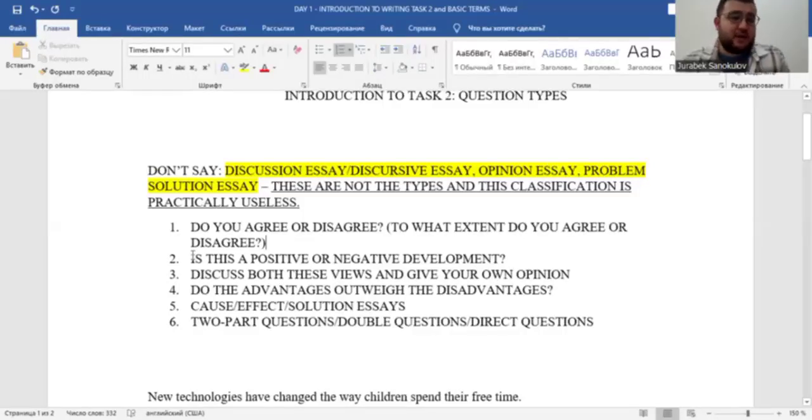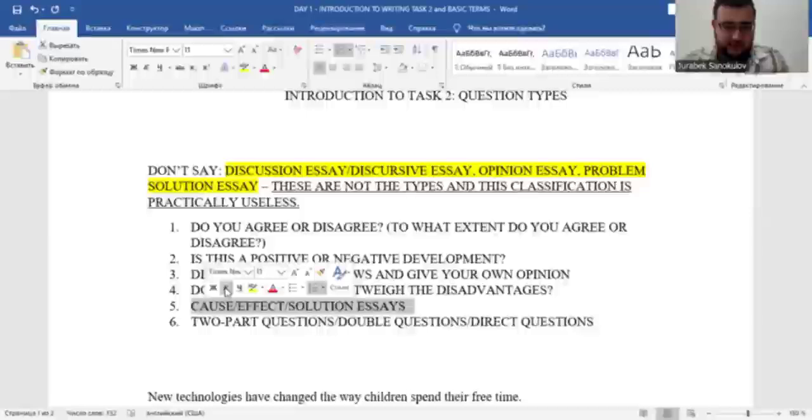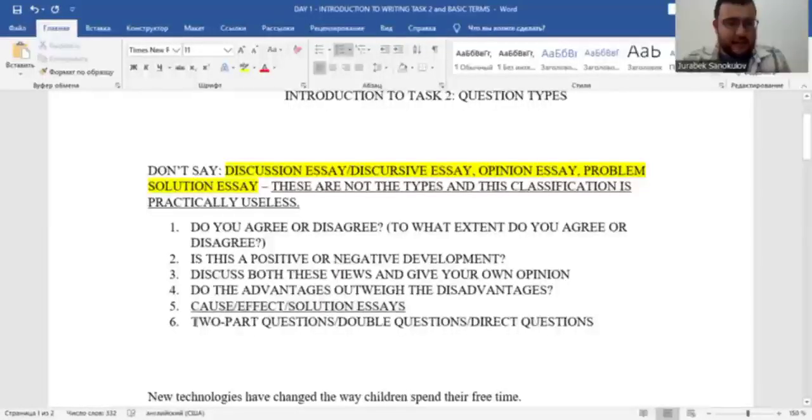And we have, is this a positive or negative development essay? And we have discuss both these views and give your own opinion essay. And then we have, do the advantages outweigh the disadvantages essay? Then we have cause effect solutions essays. And I'm going to explain this in a little bit more detail later. So then we have two-part questions. Sometimes these questions are known as double questions, and sometimes people call them direct questions.